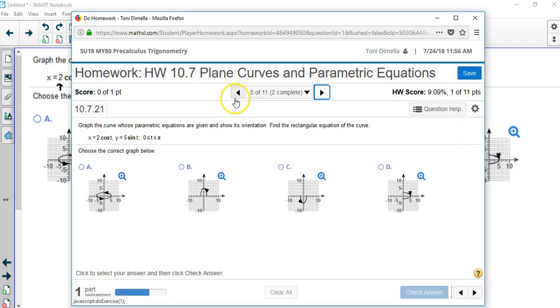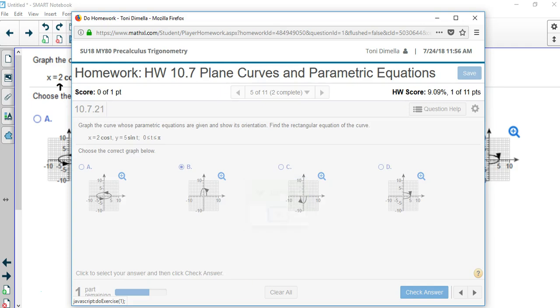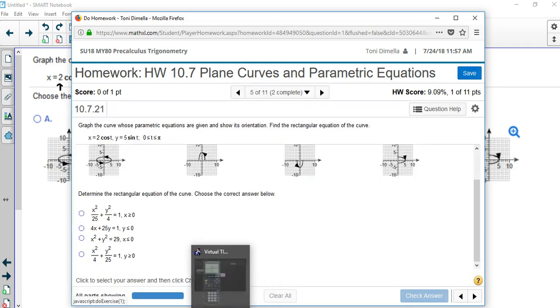Uh-oh, looks like we maybe got moved around a little bit. There we are. And let's find the parametric, the rectangular version of this. So this is going to look a little different.